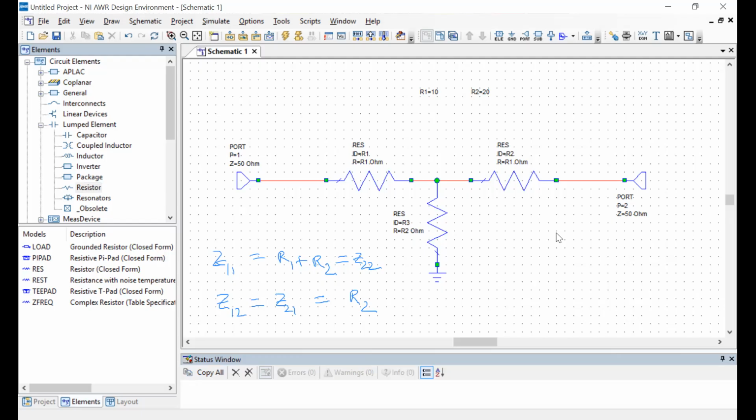So matched basically means that if I have made a circuit like this with this attenuator and 50 ohm ports connected on both ends, then at this plane, gamma has to be 0.